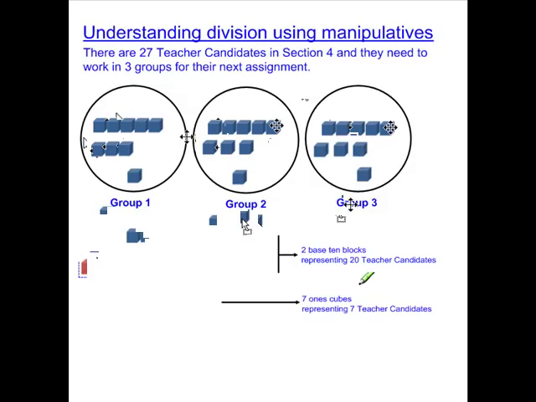We have 3 equal groups of 9. So 27 divided by 3 is 9. Modelling good answers for your students, you would encourage them to write the answer out in full. Teacher candidates would be divided into 3 equal groups of 9.